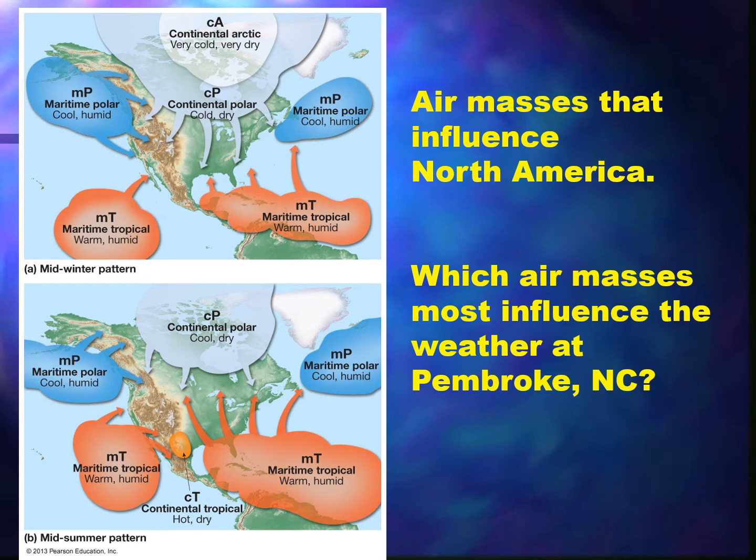Oh, we forgot to answer this question. Which air masses most influence the weather here, say, not just in Pembroke, but in the eastern United States? There are two that are going to do that. For the most part, it's going to be maritime tropical and continental polar.